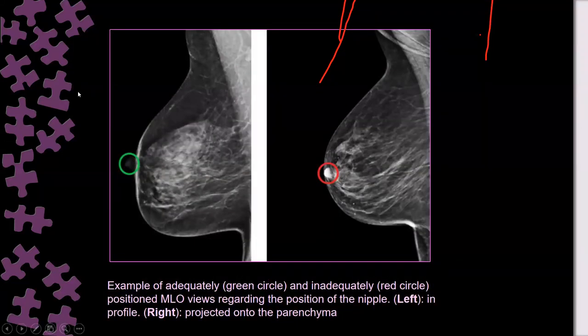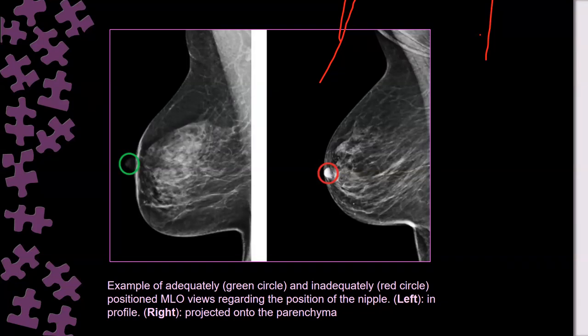What is wrong here? This is very obvious. This is the nipple in profile while this one is out of profile, projected into the parenchyma in this case. So the fault in this case, we just concentrate on the nipple. But if you look, when they pull the nipple into profile, see how it is corrected. Look at the inframammary fold here and compare it with this one. Look at the pectoralis muscle and compare it here. Just by placing the nipple in the correct position, they improved the whole positioning of the breast.